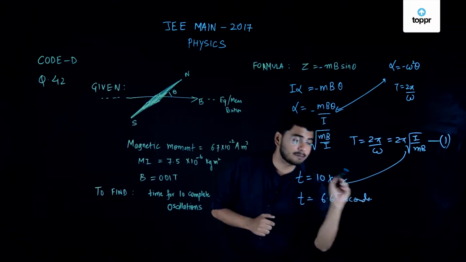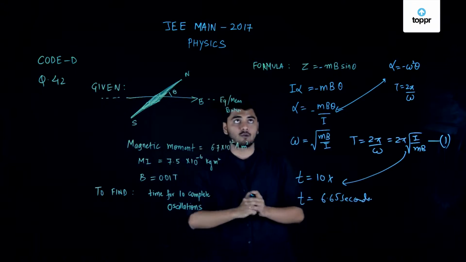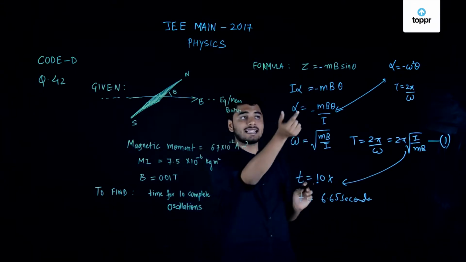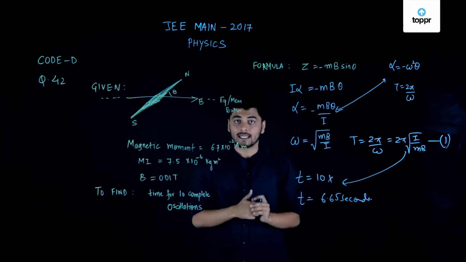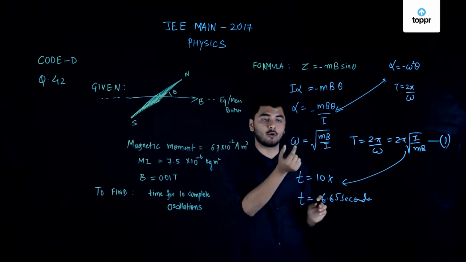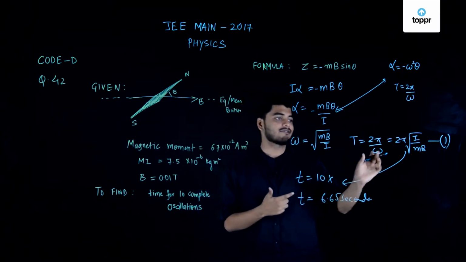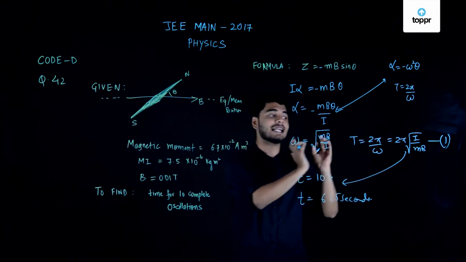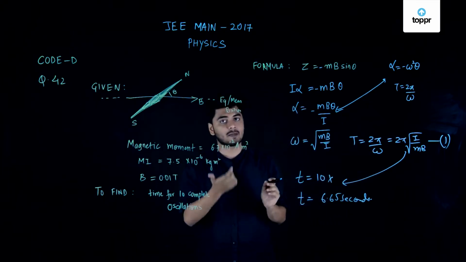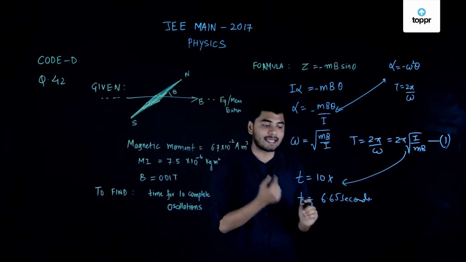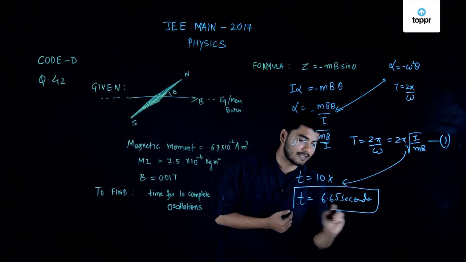So in order to solve this question, I first found the torque, put torque equal to I alpha, wrote alpha in terms of mB theta and I, and then compared that alpha to the standard equation to get my omega. Once I got omega, I found the time period of oscillations. After that, I multiplied that time period by 10, because we have been asked to find the time for 10 complete oscillations. And after doing that, I get my value of time to be 6.65 seconds.